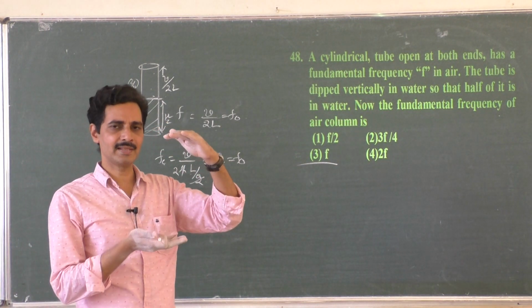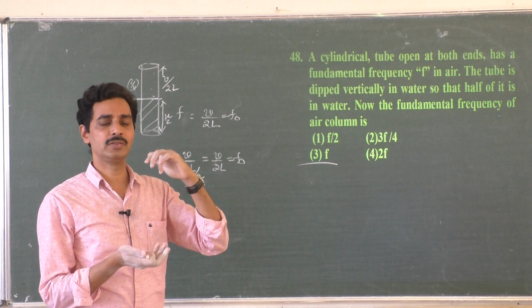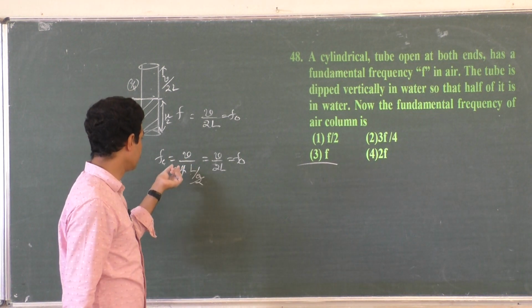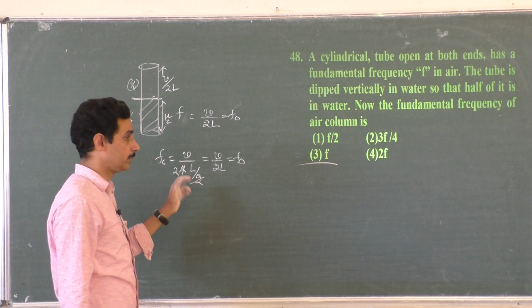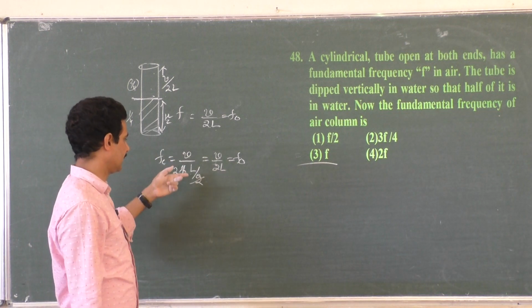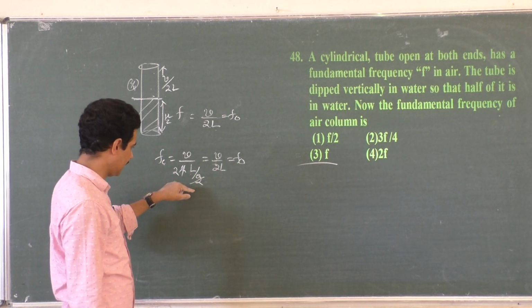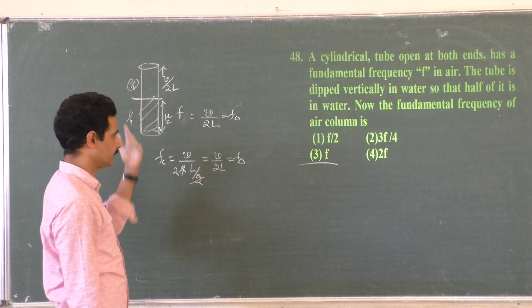So since length has halved, the frequency should have been halved. But the fundamental frequency of closed pipe is V by 4L. So there it has agreed, right? So V by 4L, L is L by 2. So it has become V by 2L itself, F itself.